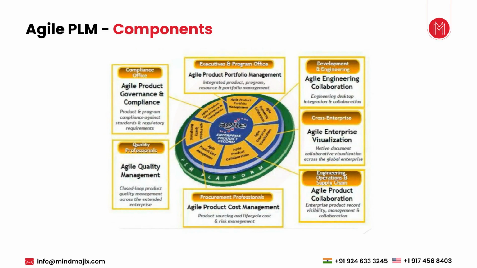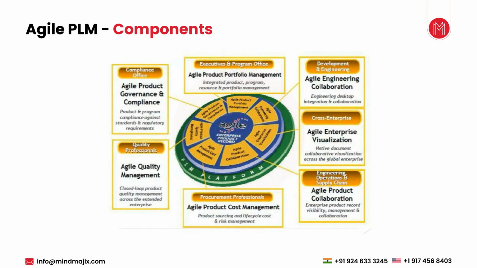So all this information has different modules. For example, quality related information we manage under quality management. Governance information we manage under product governance and compliance. Project related or portfolio management information we manage under Agile product portfolio management. Drawing related information we manage under Agile engineering collaboration.